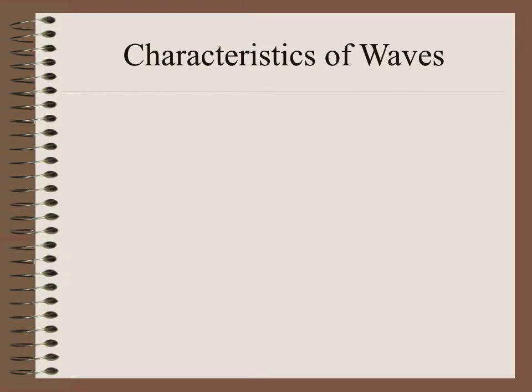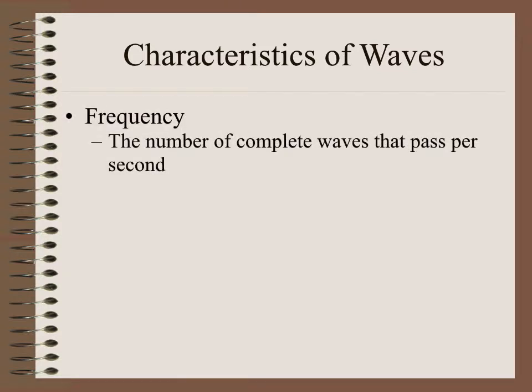Our last characteristic is called the frequency of a wave. The frequency is the number of complete waves that pass each second. And we say each second because, once again, most waves travel fairly quickly. The symbol that we use to represent frequency is a lowercase f. The unit, since we're counting how many waves per second, is waves per second.